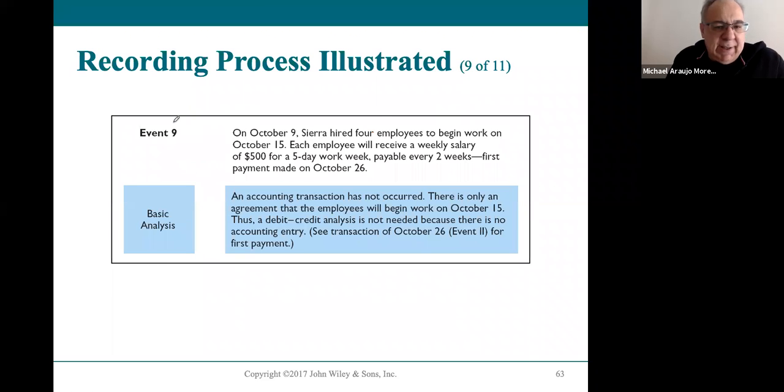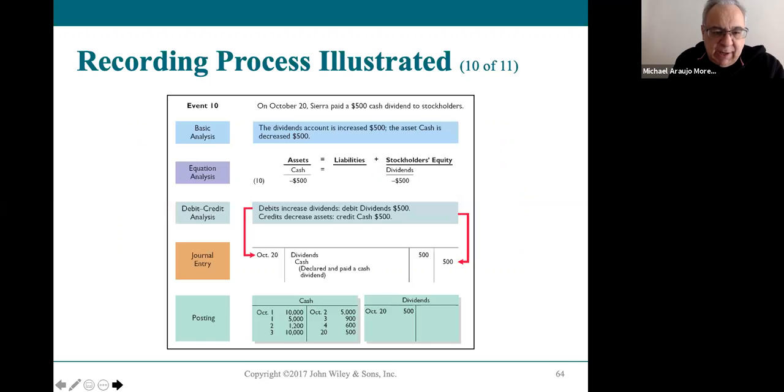Okay. Event number 9 is an event. Anytime you hire someone, interview someone, whatever, it's not a financial event. It will be when you pay them, but not right away. So there's no accounting to get done.